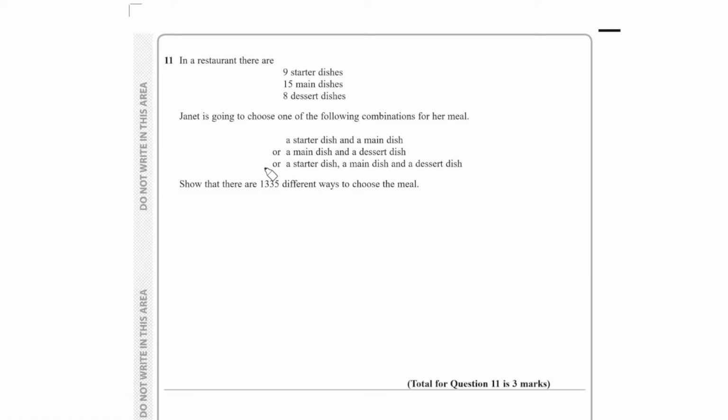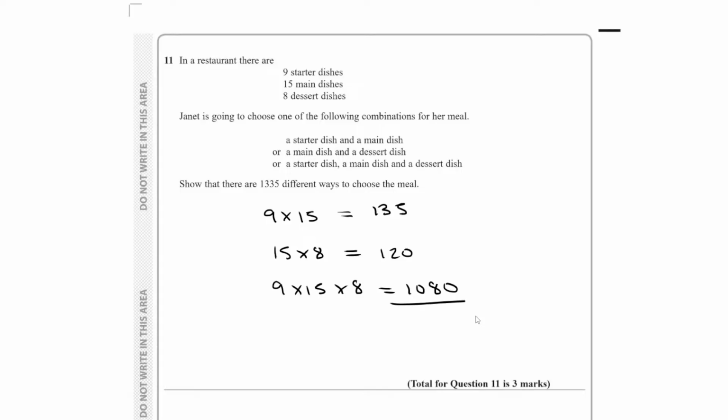So we've got different combinations. Obviously, with combinations we have to multiply them. So, for example, a starter and a main would be 9 times 15, and then the main and the dessert 15 times 8, and then all 3, 9 times 15 times 8, and then because those are different possibilities, we'll add those together. So this is 135, 120, and 1080, and then you add those. Obviously you should get what they've got.